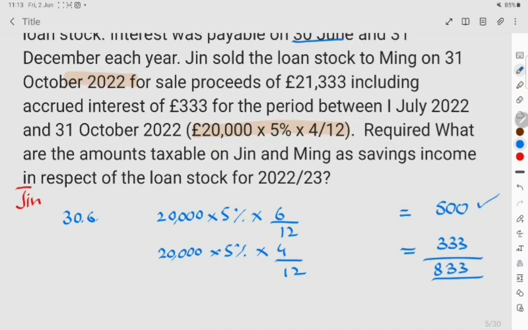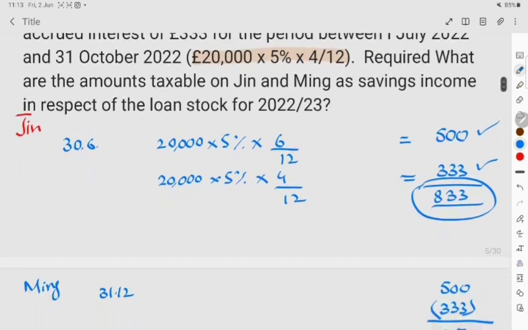And then from 30th June to 31st October, this is the period of 4 months that he is entitled to receive interest as accrued income. So this 333 is also recorded as his income. So total income of Jin, interest income, will be recorded as 833.